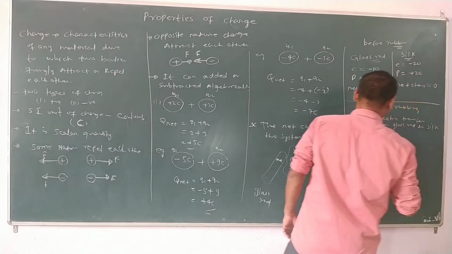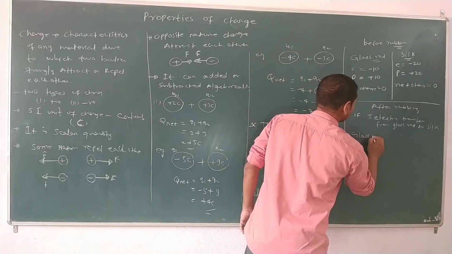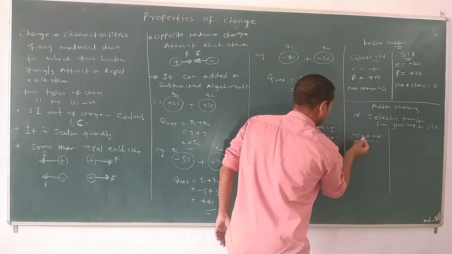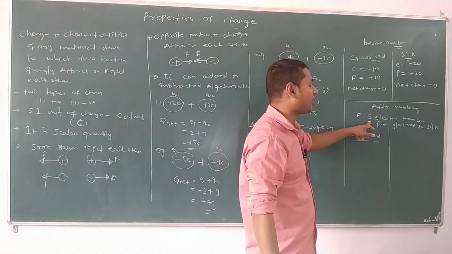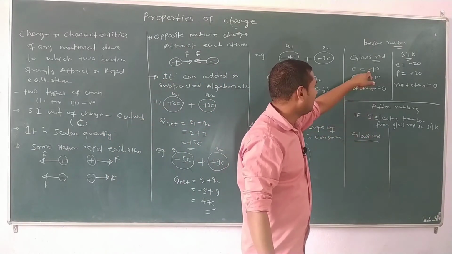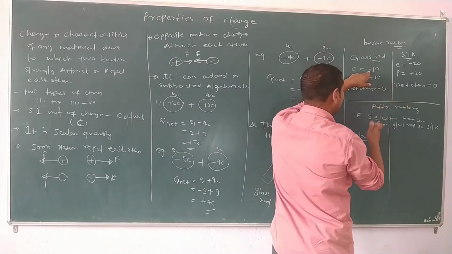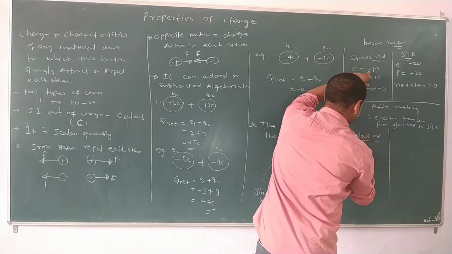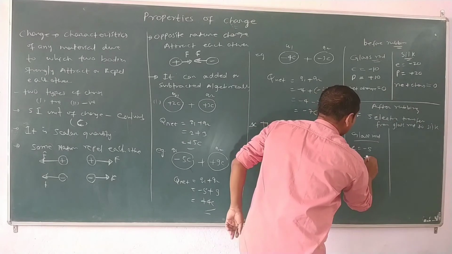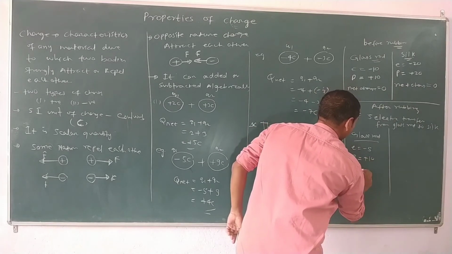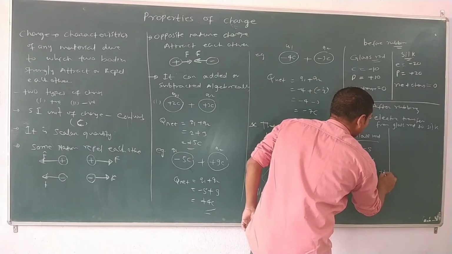Then what happens? Here after rubbing, what happens with the glass rod? You see here, the glass rod. How many electrons remain after transferring 5 electrons from the glass rod? Here minus 10 electrons is available on the glass rod at the initial stage. After rubbing, it becomes minus 5 because 5 electrons transfer. But the proton number is the same, that is 10. The net charge of the glass rod is equal to plus 5.